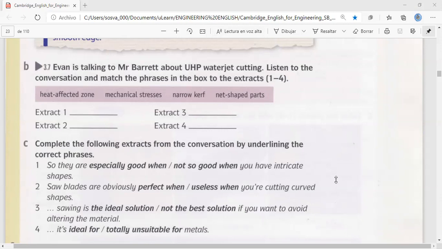Saw blades are obviously useless when you're cutting curved shapes. That's right. When you're using any sort of abrasive technique for cutting metal, it inevitably gets hot. And that can alter the properties of the metal around the cut, which can be a problem in some situations.